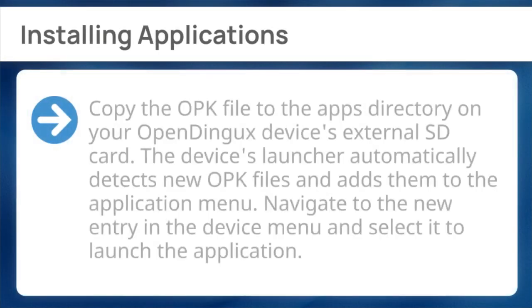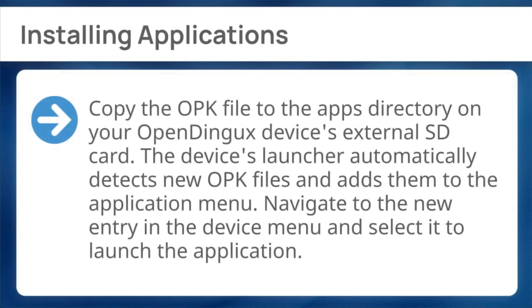First, installing applications. Copy the OPK file to the apps directory on your OpenDingux device's external SD card. The device's launcher automatically detects new OPK files and adds them to the application menu. Navigate to the new entry in the device menu and select it to launch the application.